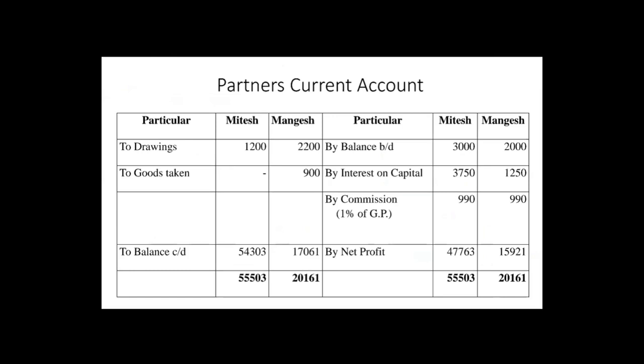Okay, so by commission you are going to record on the credit side of the partner's current account. By commission, 990 was Mitesh's and 990 was Mangesh's. Okay, so we are going to record both amounts in Mitesh and Mangesh. So 1% of gross profit, which we have calculated.